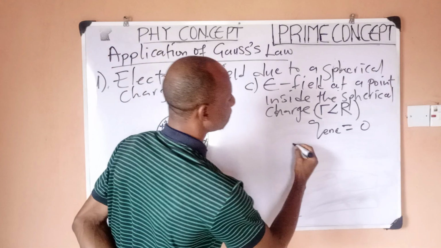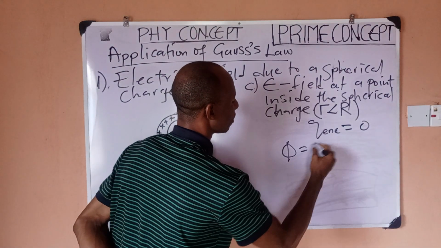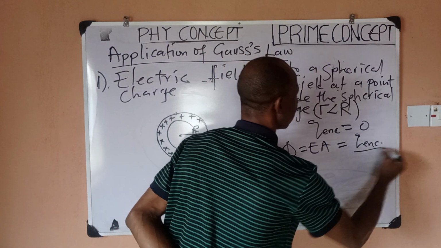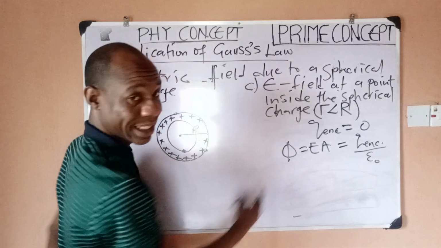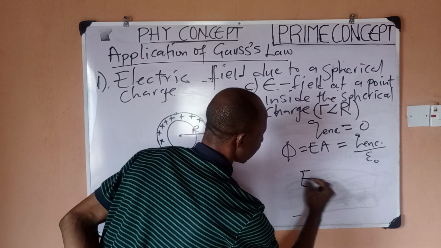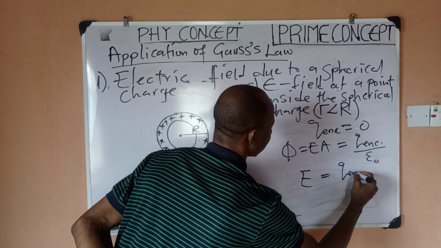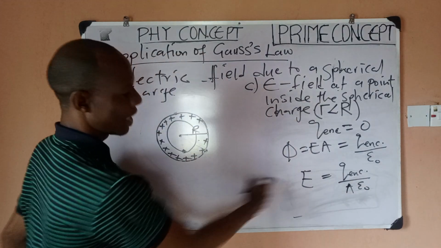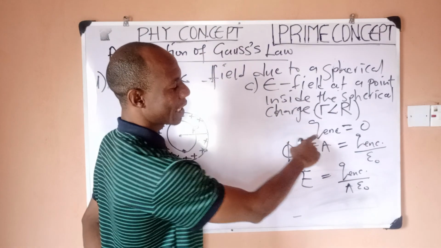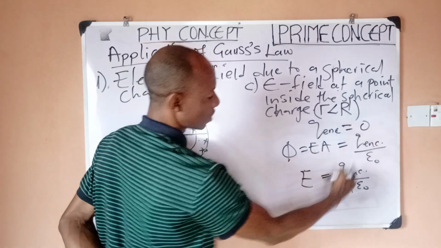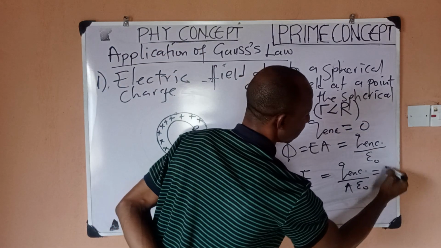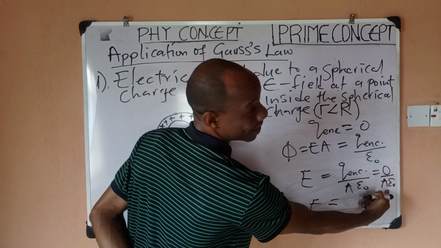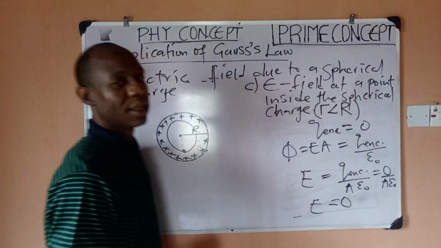So if we solve phi equals EA from Gauss, which is also the same as charge enclosed divided by epsilon naught. Remember, we're trying to find the electric field. So if I make E the subject, the electric field is going to be the charge enclosed divided by A epsilon naught. So the electric field is this. Now, if you recall, my charge enclosed in this case is zero. So if I place zero here, I would have zero over whatever A epsilon naught is. Then the electric field automatically, zero over anything is zero. So the electric field becomes zero.